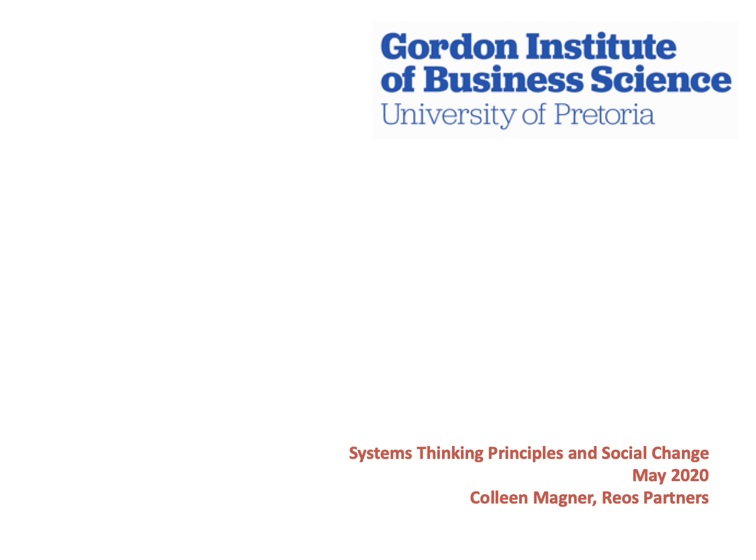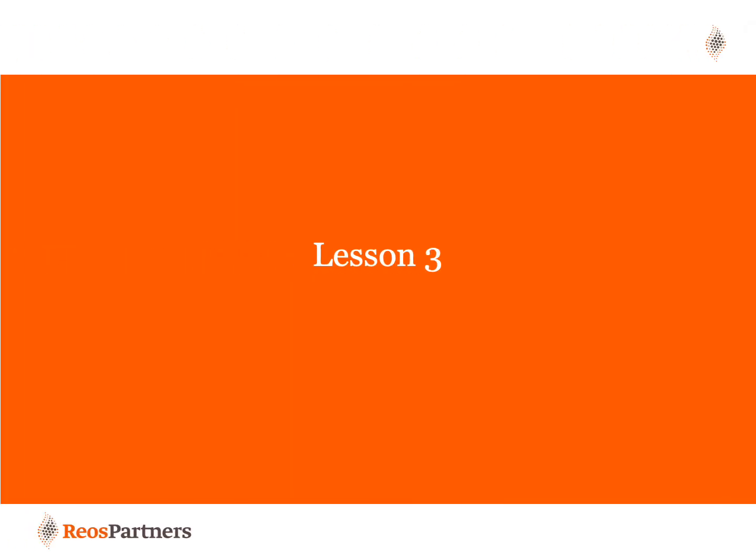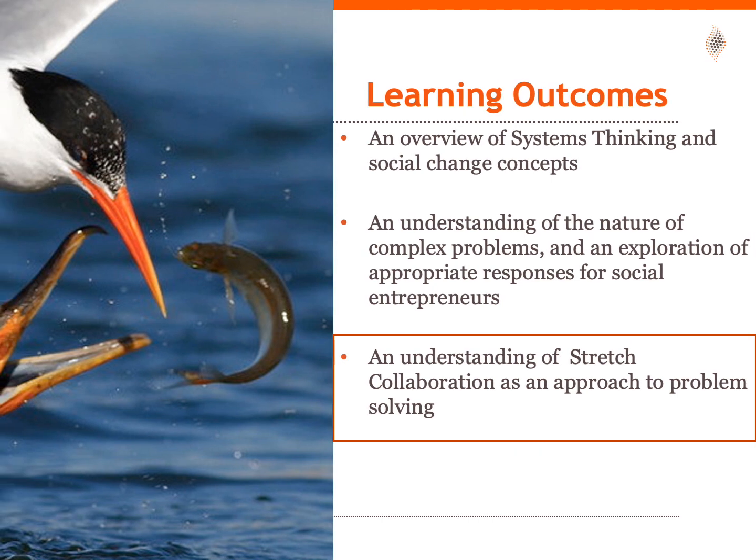So let me move through what is on offer for this lesson. A reminder about the module objectives that were outlined right at the beginning of lesson 1. Our objectives were to learn about systems thinking and social change concepts, to understand the nature of complex problems, and an exploration of appropriate responses for social entrepreneurs, particularly the social lab approach. And today's focus will be understanding stretch collaboration as an approach to problem solving. So we focused on the third learning outcome objective here.